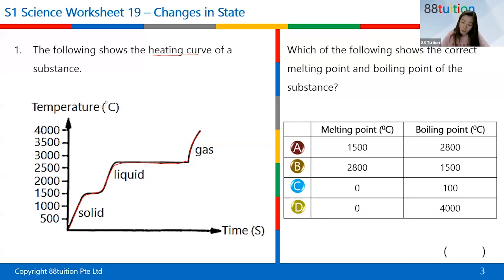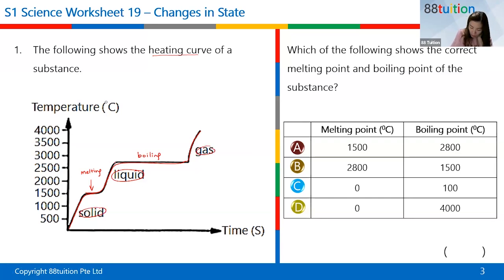Which of the following will show the correct melting point and boiling point of the substance? I think this is just about graph reading. Every one of you got this correct. During a change of state, this is where we talk about either melting or boiling. So the first part here is where melting takes place. Every time you see a horizontal line in the temperature-time graph, it should be the melting process or the boiling process. You need to check the state that you start off with and end up with.